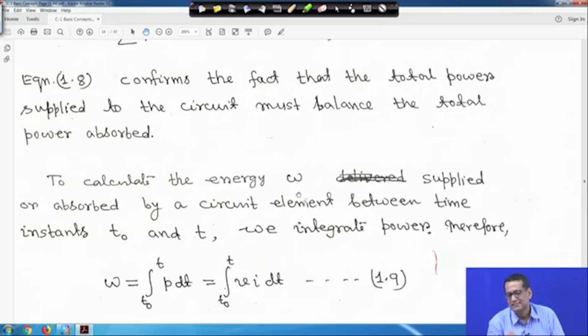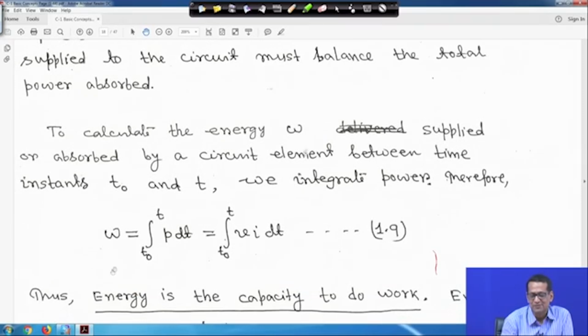Now, to calculate the energy W supplied or absorbed by a circuit element between time, say, t0 and t, we integrate power. We know that power is equal to dW by dt. Therefore, dW is equal to p dt. If you integrate, W is equal to the integral from time t0 to t of p dt, and since p is equal to vi, we substitute here p is equal to vi, so W is the integral from t0 to t of vi dt.